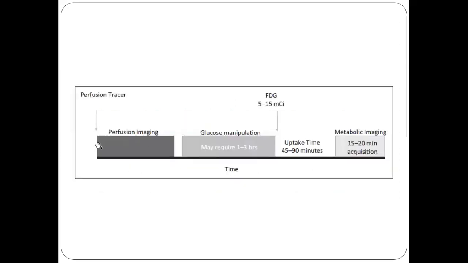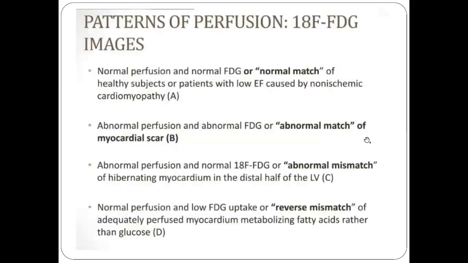So you give a perfusion tracer and perfusion imaging is done, then you give glucose and check for metabolic activity. Because PET assesses both perfusion and metabolic activity, if any myocardial tissue has normal perfusion and normal FDG, it is healthy myocardium. If it is abnormal perfusion and abnormal FDG, that means there is myocardial scar.